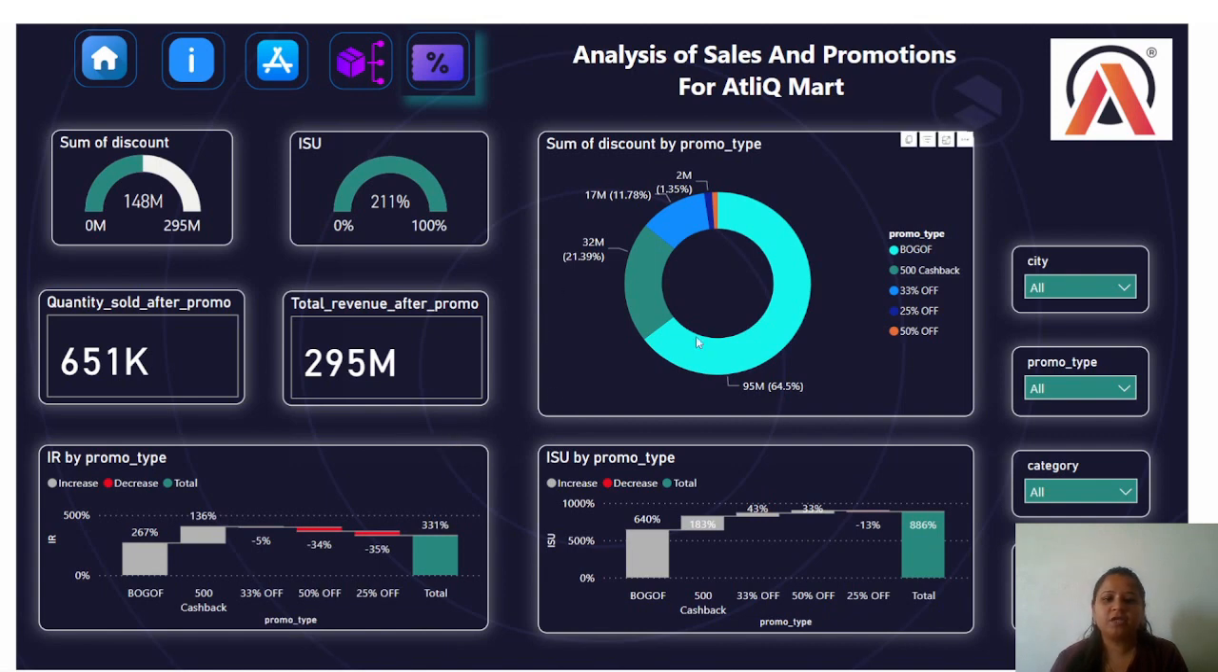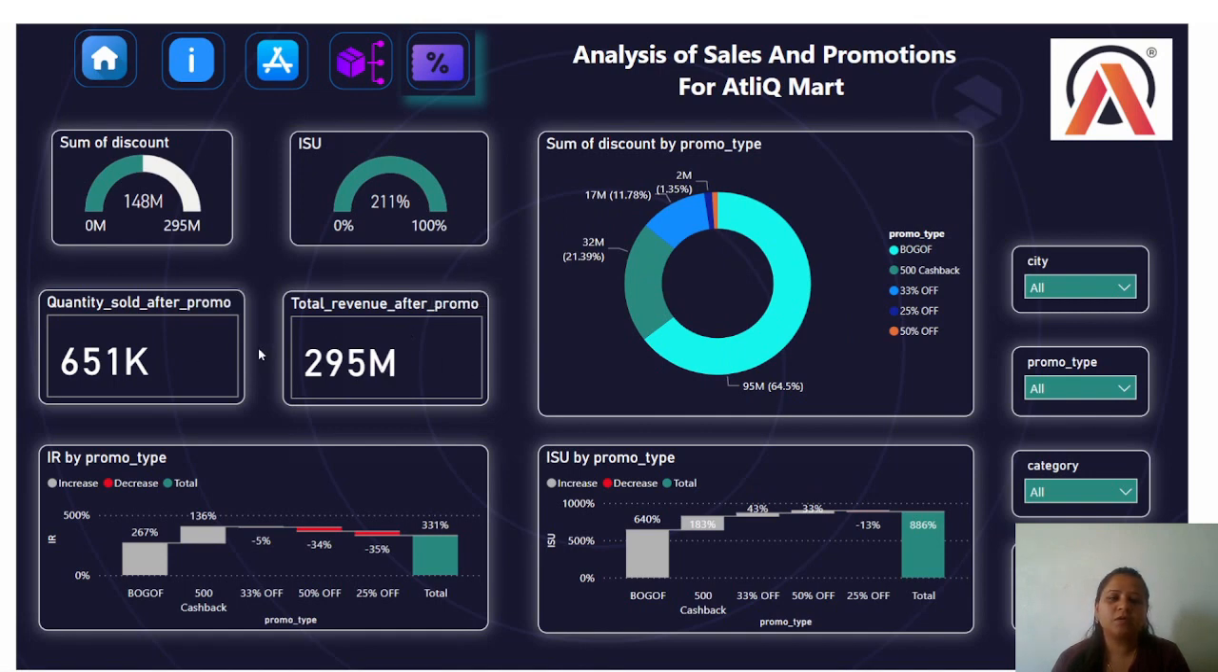Then this pie chart gives you the idea regarding the sum of discount, that is total discount, for different promotion types. This one is for buy one get one free, where the total discount value is 95 million for different products. Then 500 cashback is 32 million, and 50% off is very low, less than 2 million, and for 25% the value of discount is 2 million. So this graph gives you the idea regarding particular discount for particular promo types.